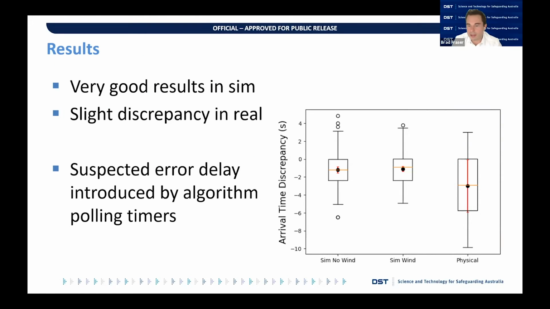So the graph on the right shows the results for windy and windless conditions in simulation, as well as the field experiments. And the box plots show the arrival time discrepancy and therefore should be as close to 0 as possible. And in general, we see reasonably good results in simulation, but there's a slight discrepancy in the real world. So as we all know, sim to real is a difficult problem. And there also appears to be a slight bias to being late, which I suspect is the result of an algorithm timer issue in the implementation.